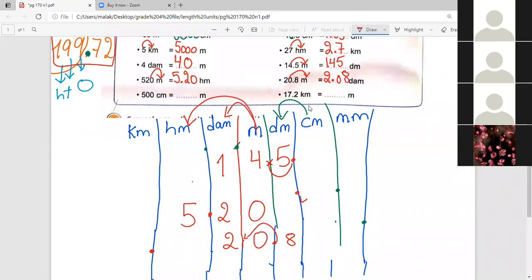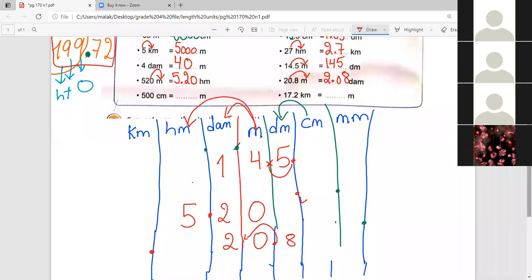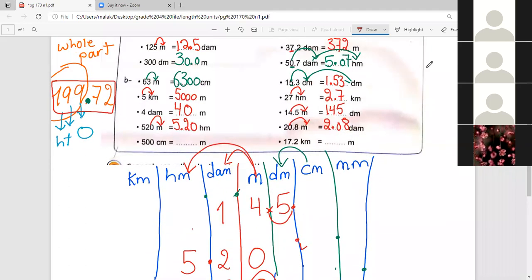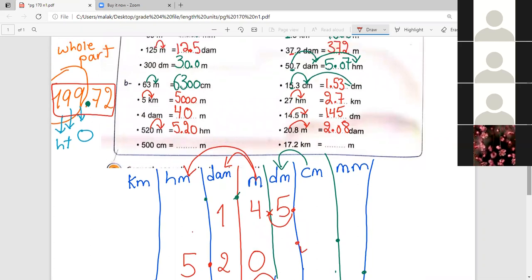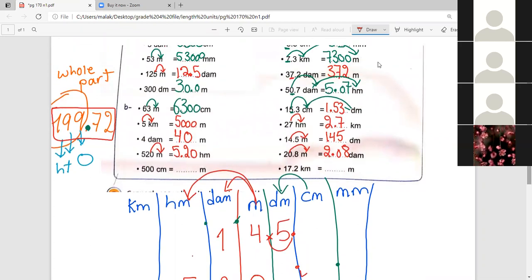So we have two numbers left in part B. Okay? Teacher, I finished the first one after this session. Did you understand the lesson? Yes. Okay, good.